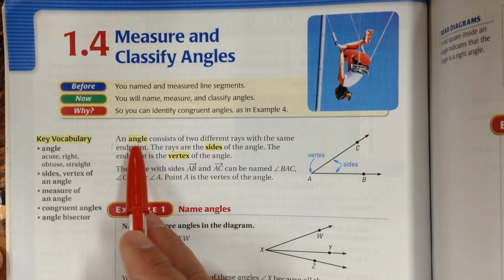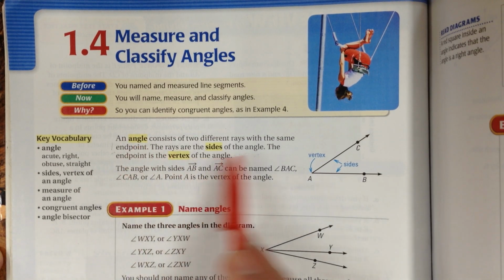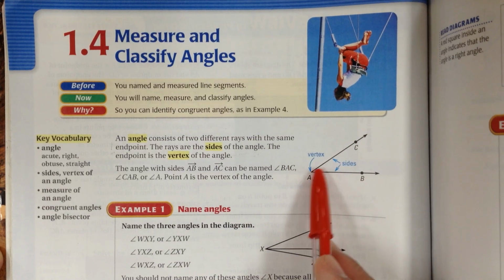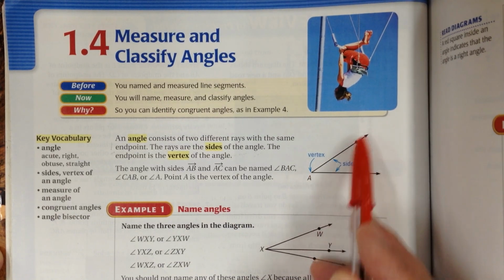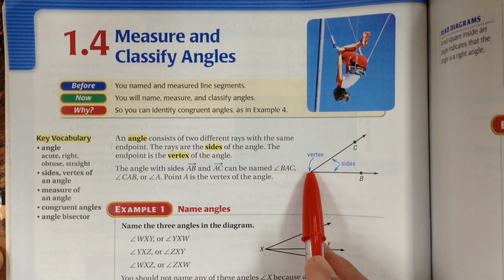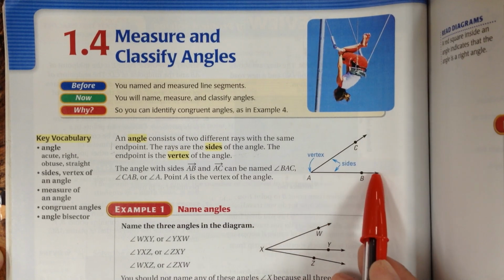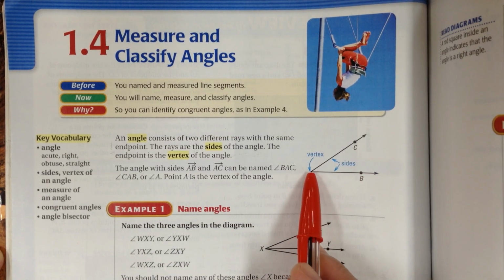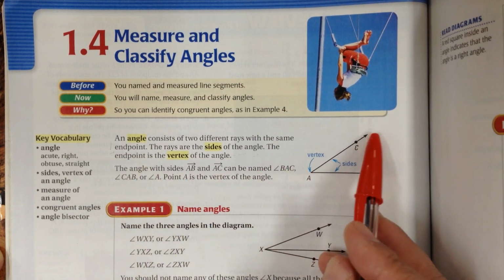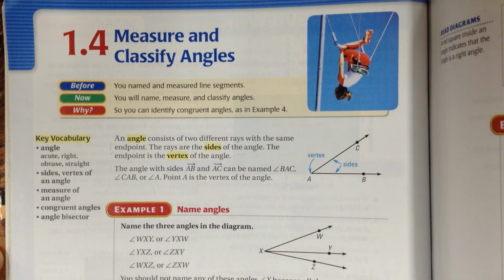Okay, so the first thing you have to learn is about the angle. The angle consists of two different rays. Like over here, this is the angle. It consists of two rays, and they have a common point. These are the sides of the angle, and the point over here is called the vertex of the angle. So the angle consists of two rays with a common point.